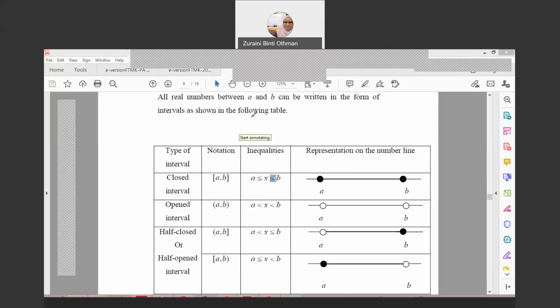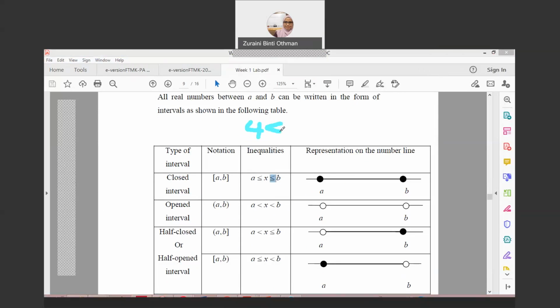Contoh kalau kita ada 4 lebih kecil sama dengan X dan X pula lebih kecil sama dengan 7. Bermaksud X ni something yang X tu ialah something yang 4 dan X tu dekat sini. Sama dengan di antara 4 sehingga 7. Maksudnya dia termasuk 4 dan 7. Dan notation dia pula ada kat sini. Kamu nampak tak kat sini? Square bracket. Maksudnya petak. Kan petak ni kan dia termasuk 4 termasuk 7.